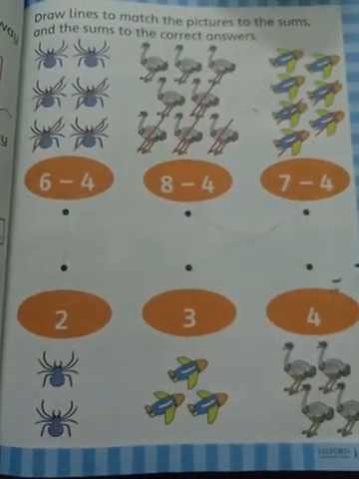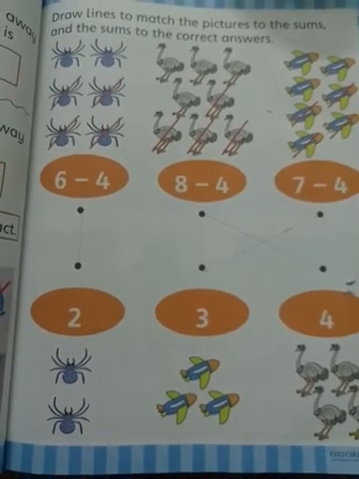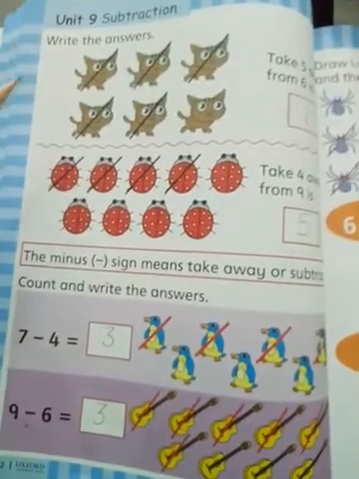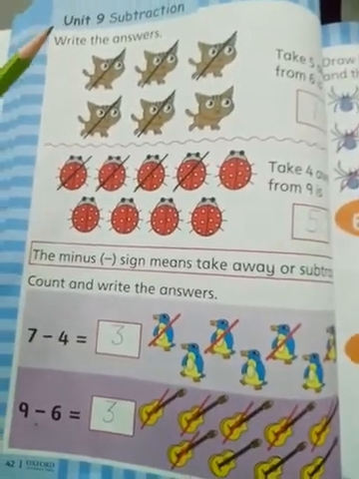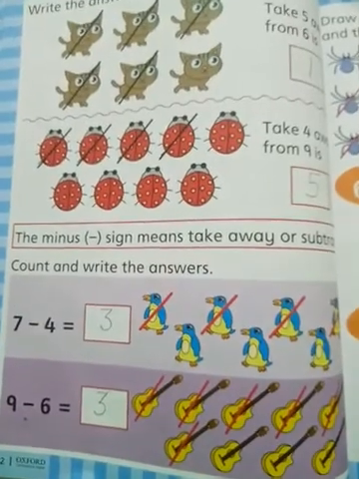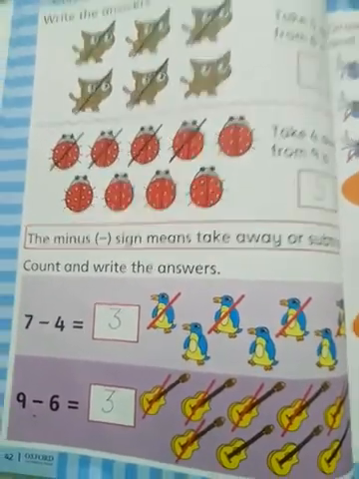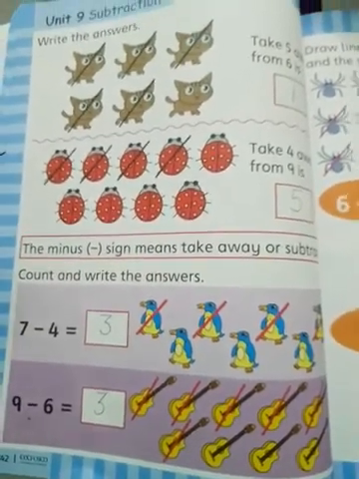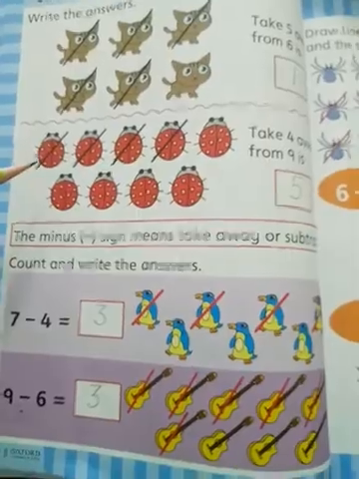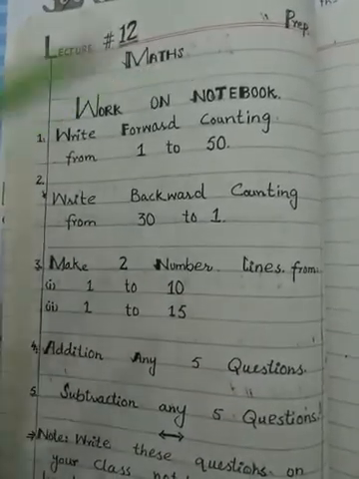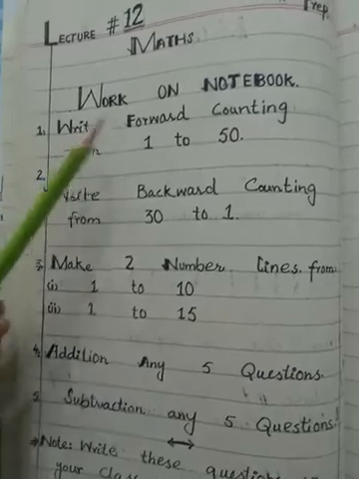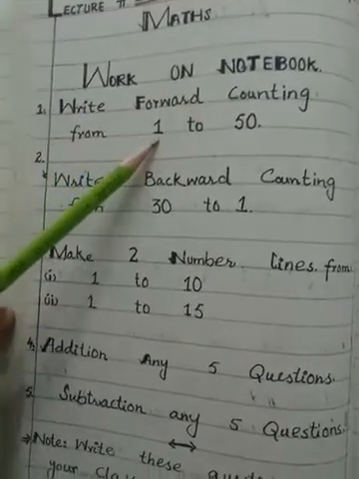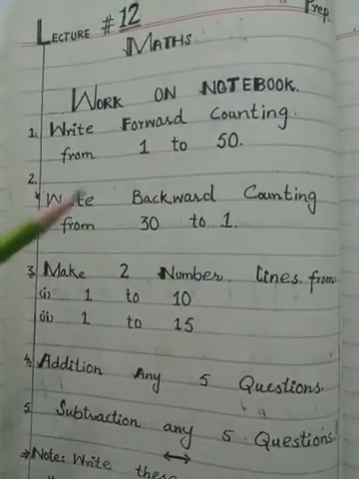So students, this was our 12th lecture of math and it was unit number 9, subtraction. Today we have completed our first term task. Now practice all these pages from 1 to page number 43 and prepare yourself for first term exams. Now your work on notebook is: write forward counting from 1 to 50. You have to write counting from 1 to 50 on your notebook.